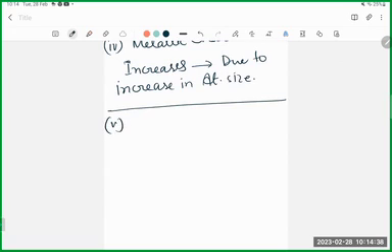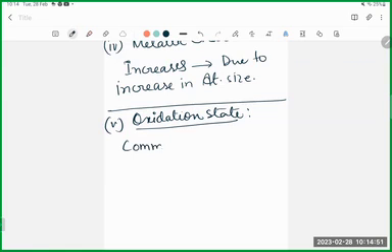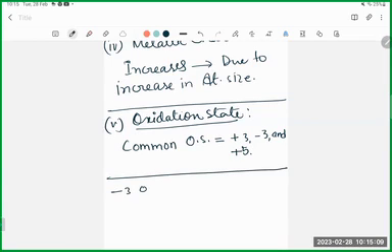Now, oxidation state. What are the common oxidation states we have? Let me talk first. Oxidation states +3, -3 as well, and +5. So with these, you will see the compounds, right? The -3 oxidation state decreases as they go down, because metallic character increases there, correct?